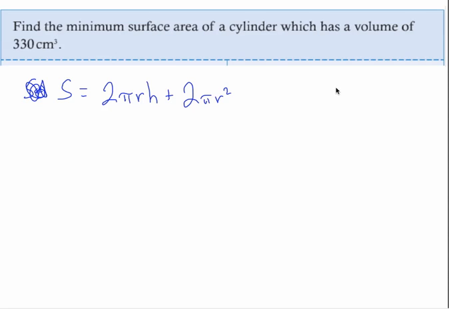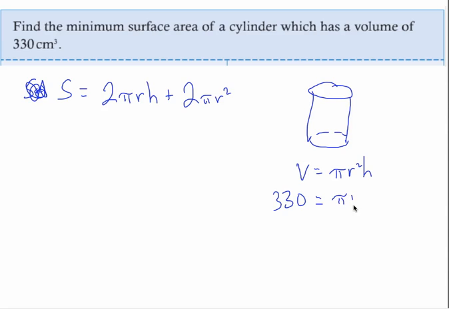So we have a cylinder, and we have the volume is 330 cubic centimeters. So we'll start with that. Volume for a cylinder is pi r squared times the height. And they give us that it's 330 cubic centimeters. So 330 equals pi r squared times the height.